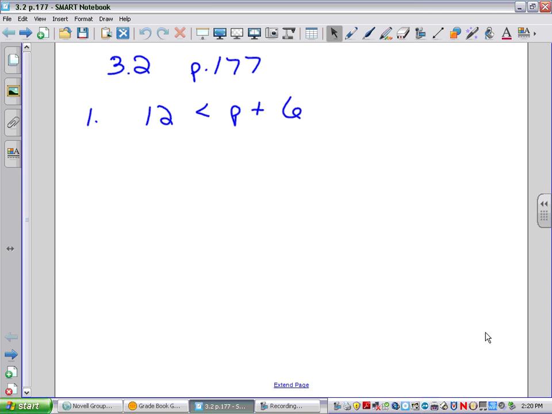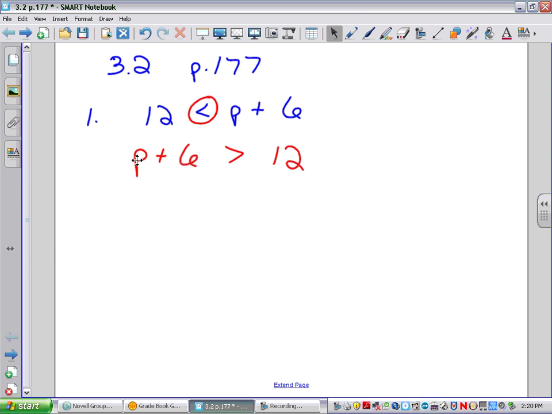Number 1, if I read the problem as it appears in the book, 12 is less than p plus 6. In other words, 12 is less than some number plus 6. Well, I want you to get in the habit, when you solve these, of putting the variable over on the left. Now, you don't have to do this every time, but in this one you do. I want to put the p plus 6 over here and the 12 over there. Just flip-flop the equation. But don't forget, when you do that, you must also flip-flop that symbol. It now goes to greater than.